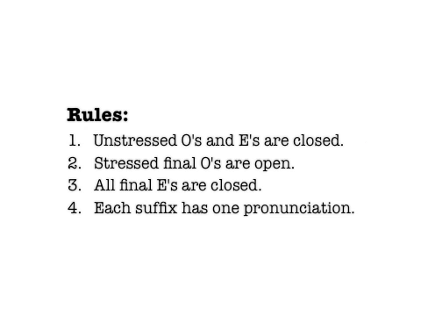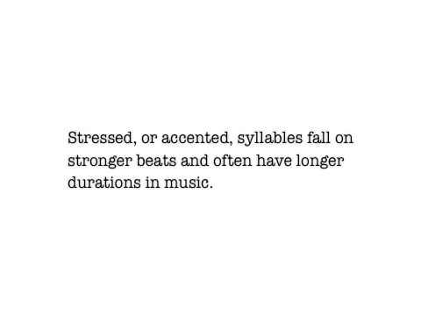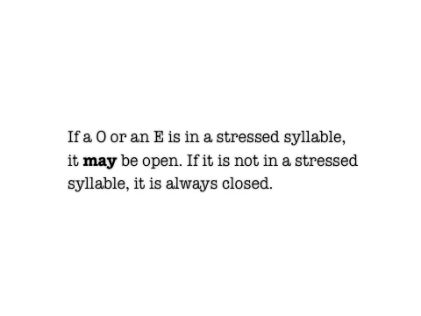The first rule is that all E's and O's in unstressed syllables are going to be closed. You may be asking how you'll know which syllables are stressed. Generally, the music will give you that information, since accented syllables will fall on longer note values and more strongly accented beats, such as the first beat in a measure. So if you see in your music that an O or an E is in a syllable that's on one of those downbeats, it may be open.